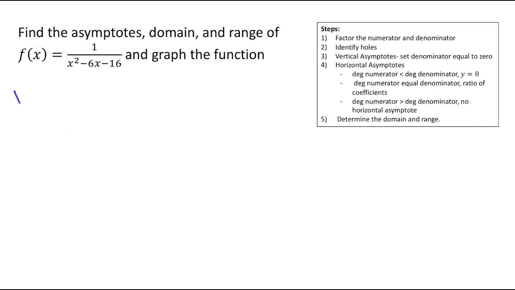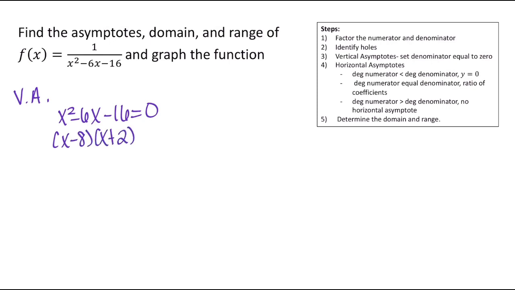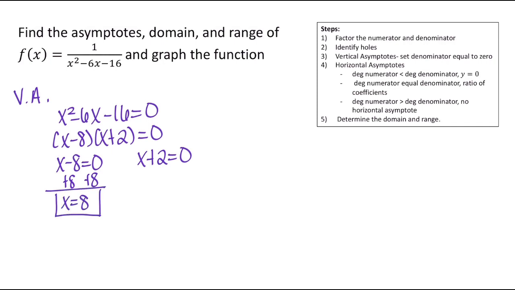Let's go ahead and figure out the vertical asymptotes. For the vertical asymptote, we're going to set the denominator equal to 0 and solve for x. We already factored the denominator, so that's x minus 8 times x plus 2. We set each factor equal to 0 and solve for x. We add 8 to both sides, so x equals 8 is a vertical asymptote. Subtract 2 from both sides, which tells us that x equals negative 2 is a vertical asymptote.